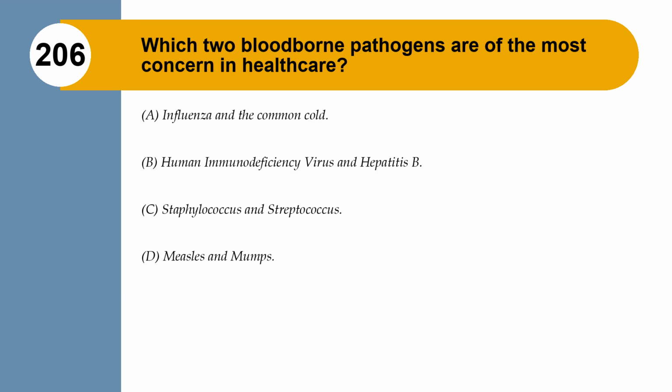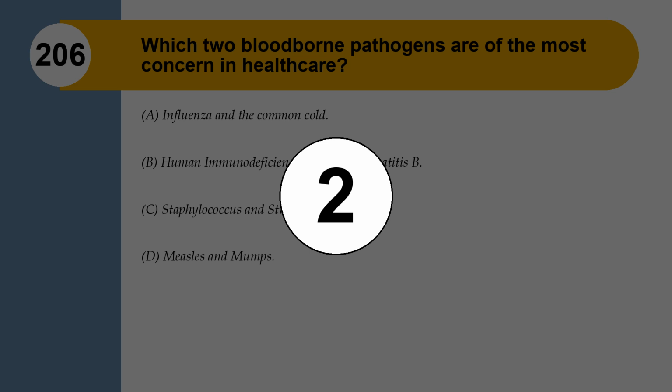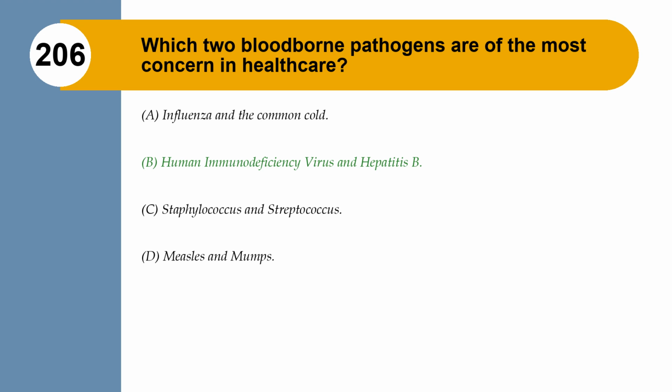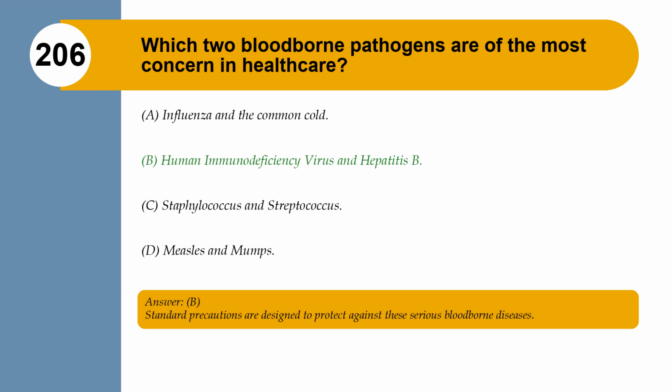Question 206. Which two bloodborne pathogens are of the most concern in healthcare? Option A, influenza and the common cold. Option B, human immunodeficiency virus and hepatitis B. Option C, staphylococcus and streptococcus. Option D, measles and mumps. The correct answer is option B, human immunodeficiency virus and hepatitis B. Explanation. Standard precautions are designed to protect against these serious bloodborne diseases.